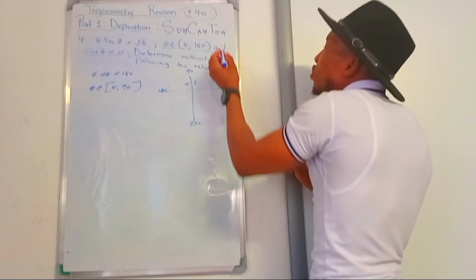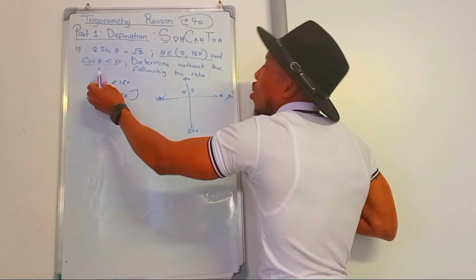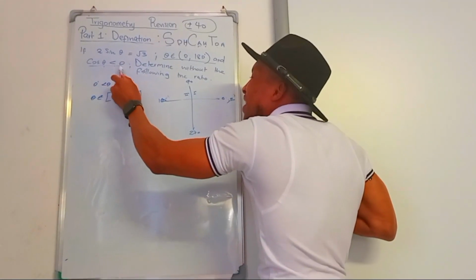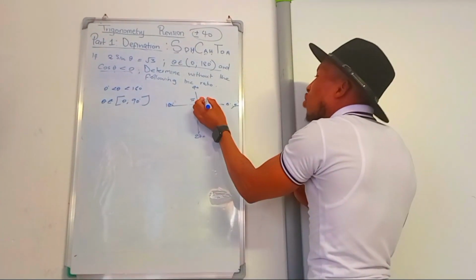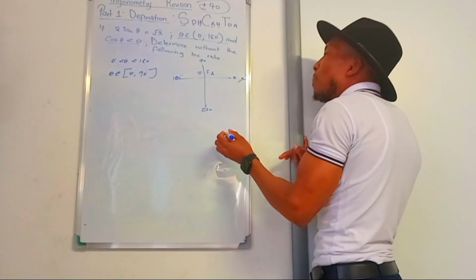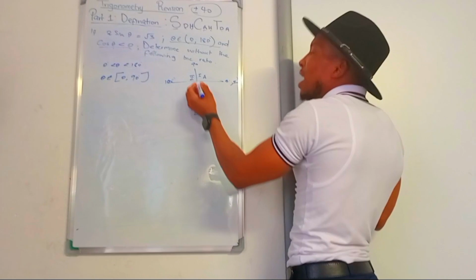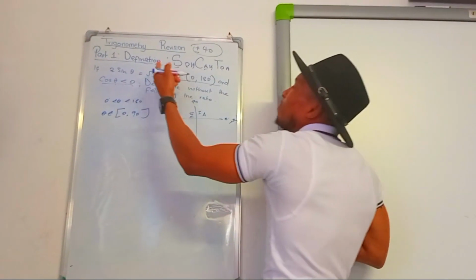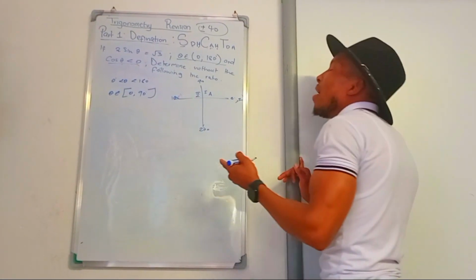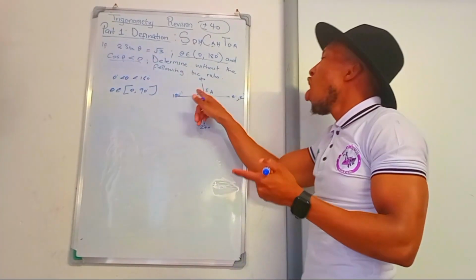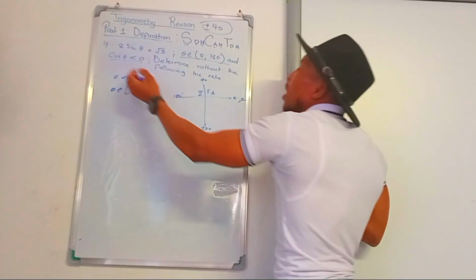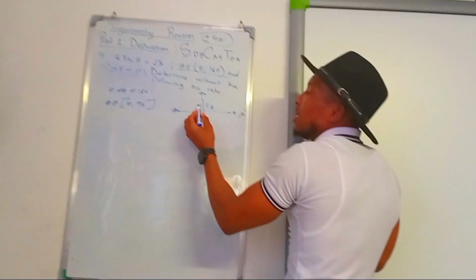Here they're also giving you the restriction where cos theta is less than 0. In quadrant 1, all the trig ratios are positive, but cos theta here is negative. Therefore, we are going to draw the right-angled triangle in the second quadrant, because that is where cos theta is negative.